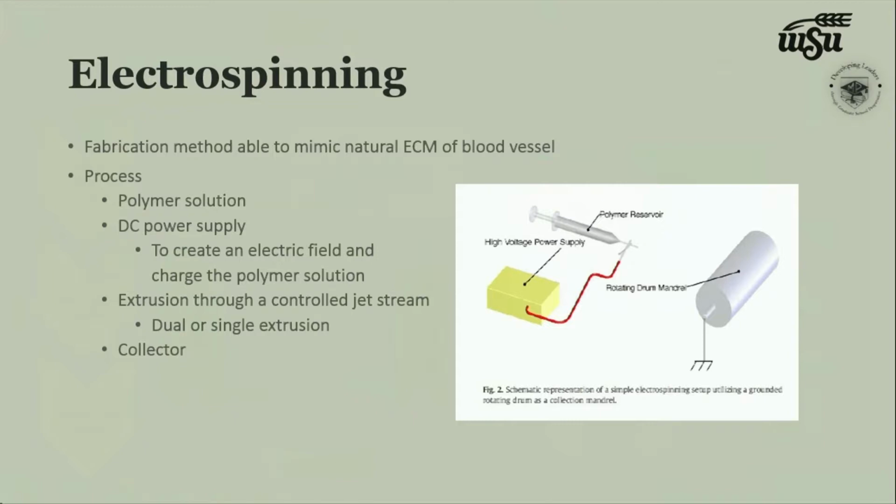So we look at this graphic. Here's our syringe. This is filled with a polymer, so it's called the polymer reservoir, and that can be any kind of polymer that the scientist is using to make their scaffold. So this material changes based on the study. And then we have our high voltage power supply. The power supply creates an electric field and it charges the polymer solution so that the polymer solution is able to flow through the extrusion needle here. When it's extruding through that needle, it becomes a fiber, and that fiber will collect on a collector. In this case, we have a rotating drum mandrel, which is usually used for blood vessel engineering because we need to make a tubular structure.